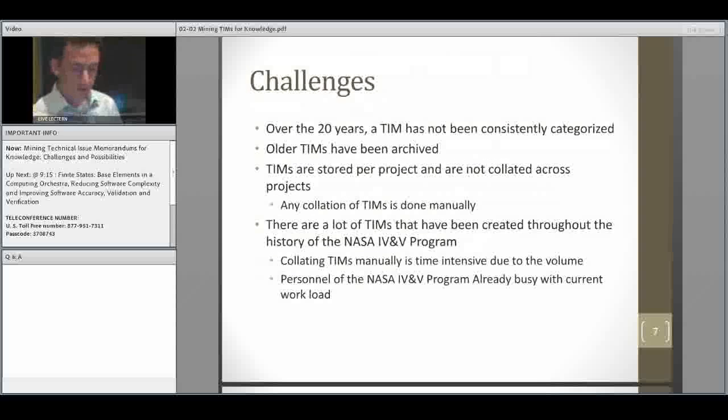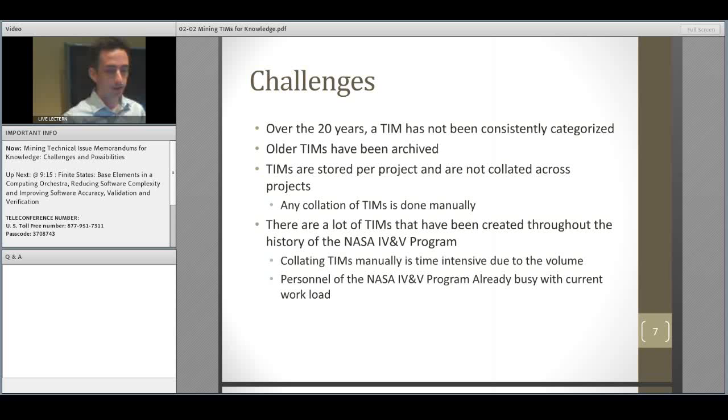So, some challenges that we face, I think. Again, not an exhaustive list here, but over the 20 years, at least for our organization that's been in business, a TIM has not been consistently categorized. There have been multiple ways to categorize a TIM. Fields might mean different things, have different guidelines for their content and that sort of thing.